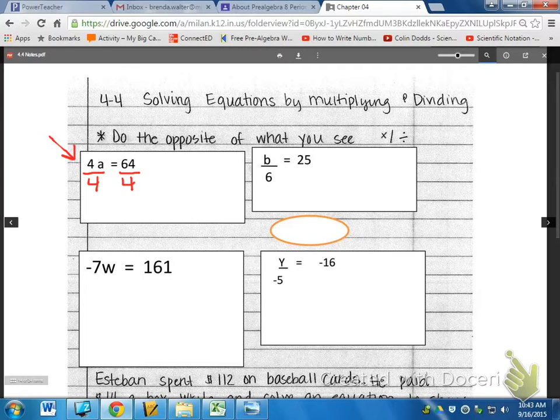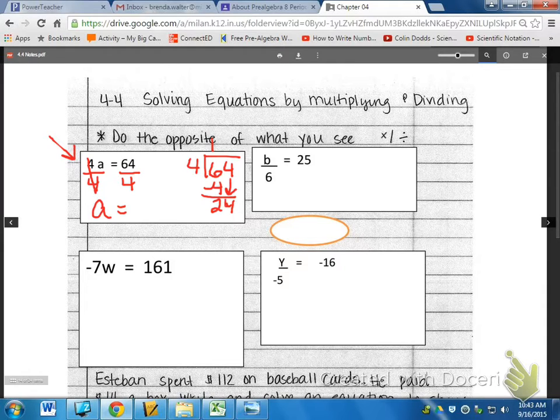4 divided by 4 is 1. So that you can cancel out and just bring down a. The other side is 64 divided by 4. So, Rusty, how many times does 4 go into 6? 1. So I do 4, and I subtract that. I get 2, and bring this 4 down.